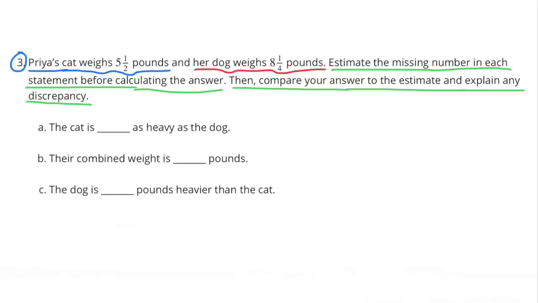Number 3. Priya's cat weighs 5½ pounds and her dog weighs 8 1/4 pounds. Estimate the missing number in each statement before calculating the answer. Then compare your answer to the estimate and explain any discrepancy. A. The cat is 2/3 as heavy as the dog. B. Their combined weight is 13 3/4 pounds. C. The dog is 2 3/4 pounds heavier than the cat.